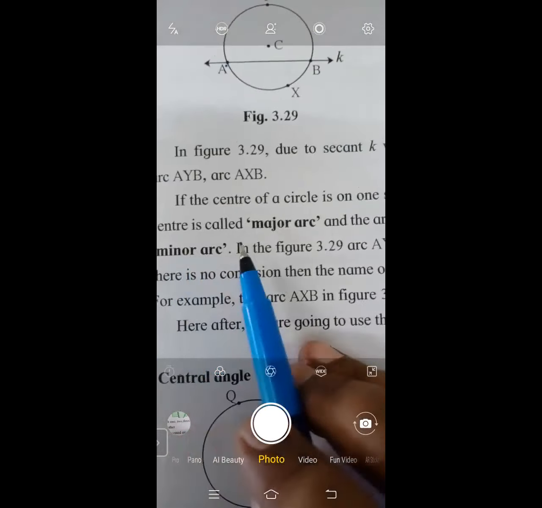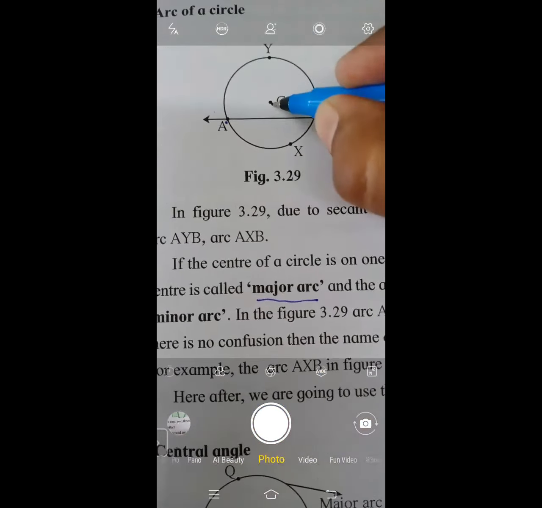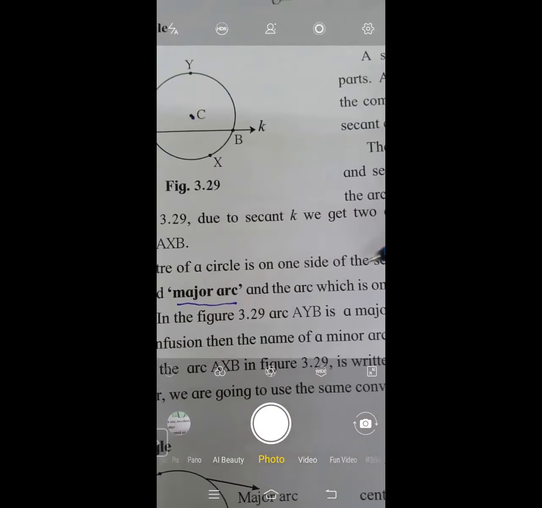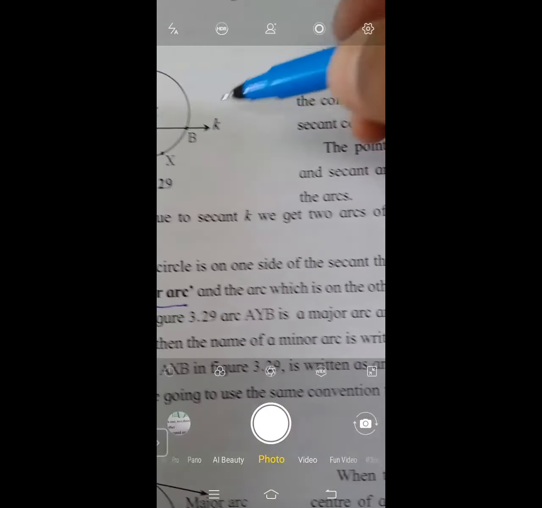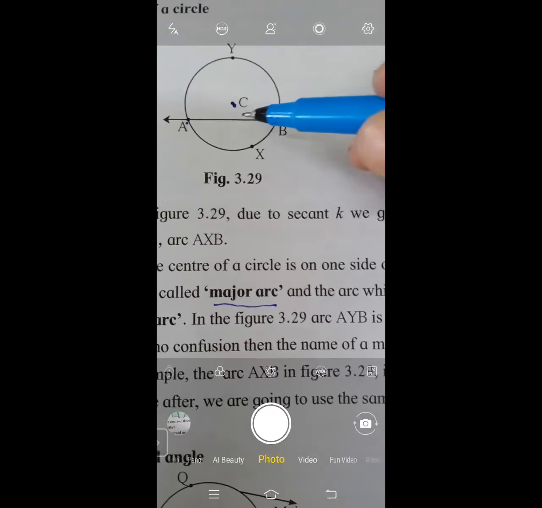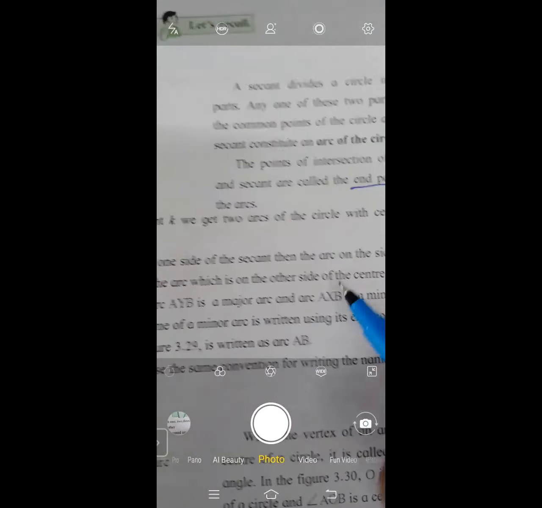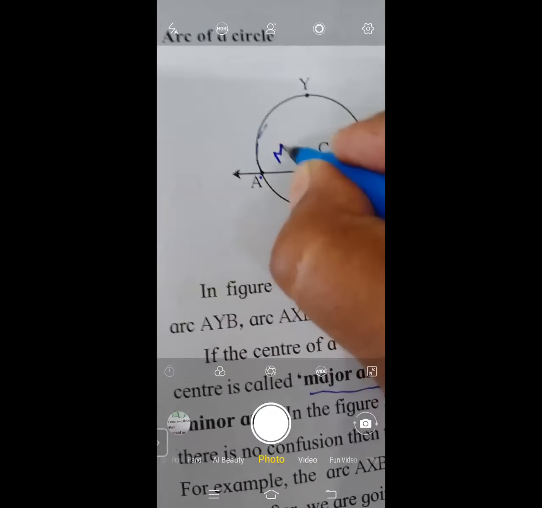Understanding this line is very important, so we will go through it once again. If the center of the circle, C being the center, is on one side of the secant, which divides the circle into two parts, then the arc on the side of the center is called the major arc.